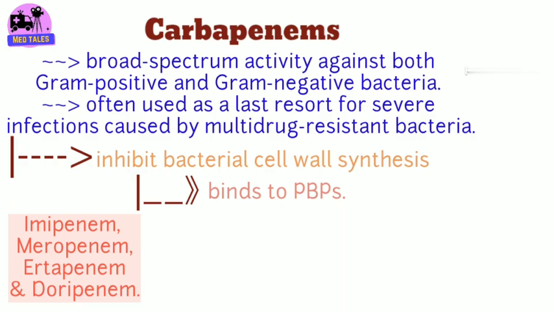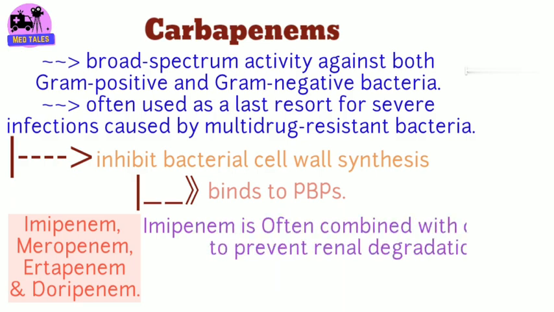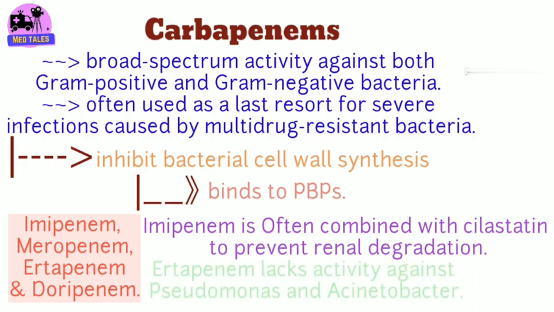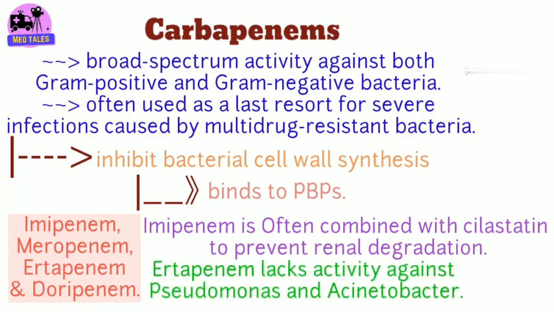Examples of carbapenems include imipenem, meropenem, ertapenem, and doripenem. Imipenem is often combined with cilastatin to prevent renal degradation. Ertapenem lacks activity against Pseudomonas and Acinetobacter. Alright then.